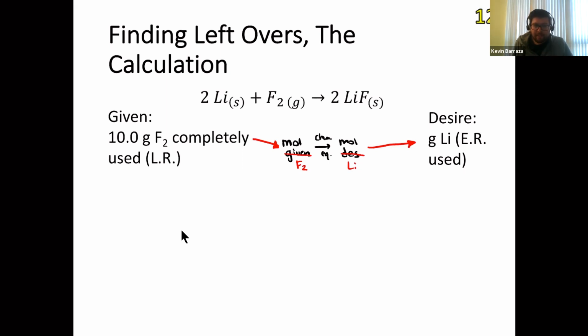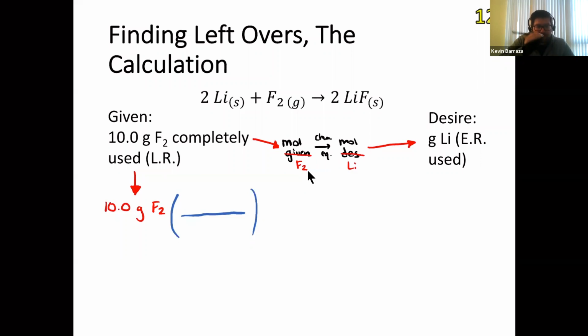I don't know about you, but I think we can do this. So we're going to rewrite the given: 10.0 grams of F2. And my first hurdle to jump across is to go from grams to moles of fluorine. What am I going to do for that? Oh, we've done that a bunch of times. Molar mass, right? We have to be careful because it's F2, so we have to add up 2 fluorines. And then we just need to make sure the units are put in the right place on the fraction.